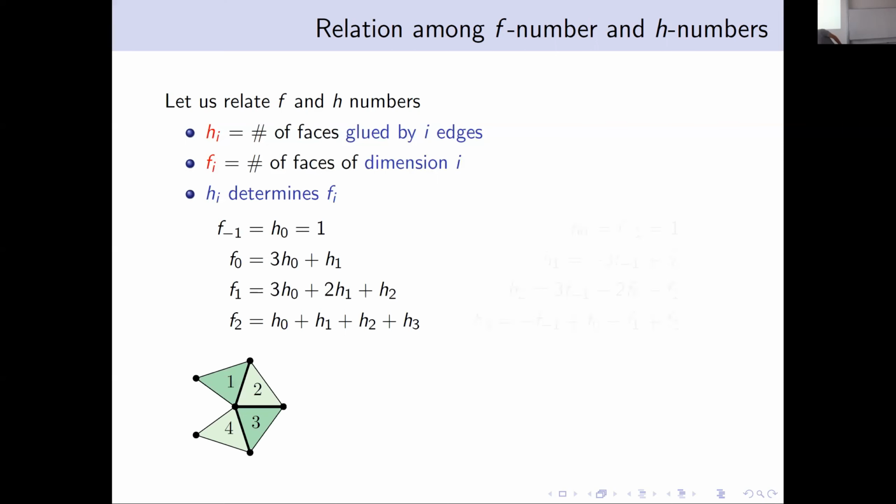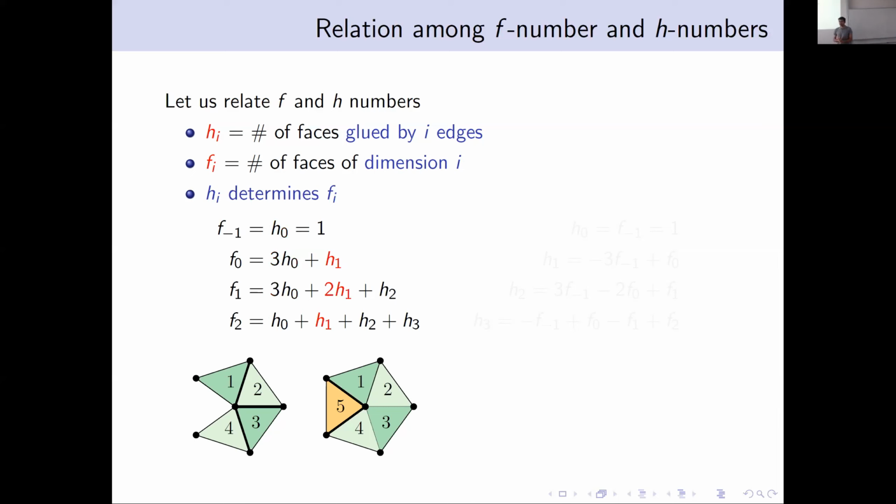So now I claim that these H numbers completely determine the number of faces. This is more or less clear, right? Because if I have this H zero, so what does this H zero add? Well, it adds one empty face, face of dimension minus one. It's a triangle now, right? It has three vertices. It has three edges, and it has one triangle. So this is the number of things I've added by this H zero.